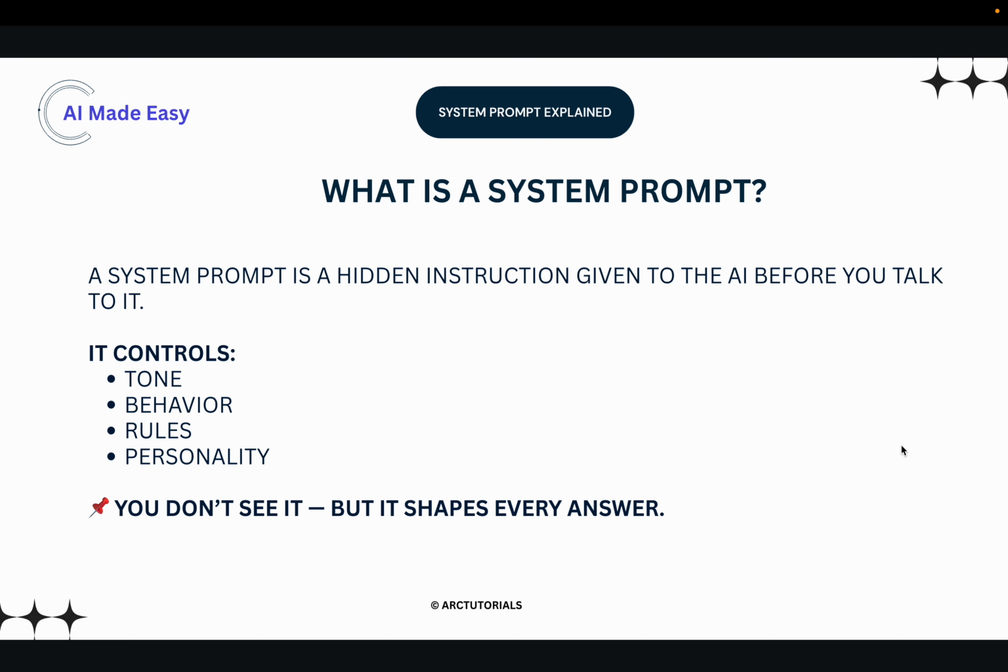So, what exactly is a system prompt? A system prompt is a hidden instruction given to the AI before you talk to it. It controls the tone, behavior, rules, and personality. You don't see it, but it shapes every answer.